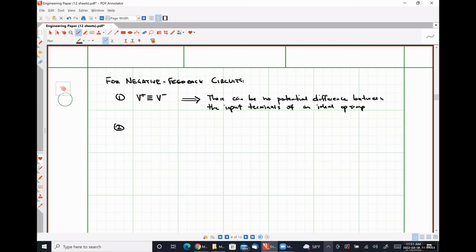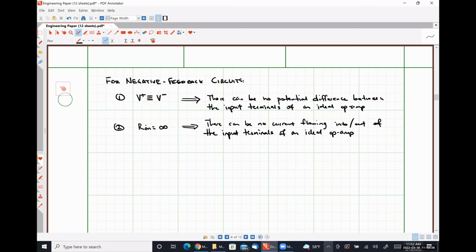And number two, since Rn is infinitely large, there can be no current flowing into or out of the input terminals of an ideal op amp.